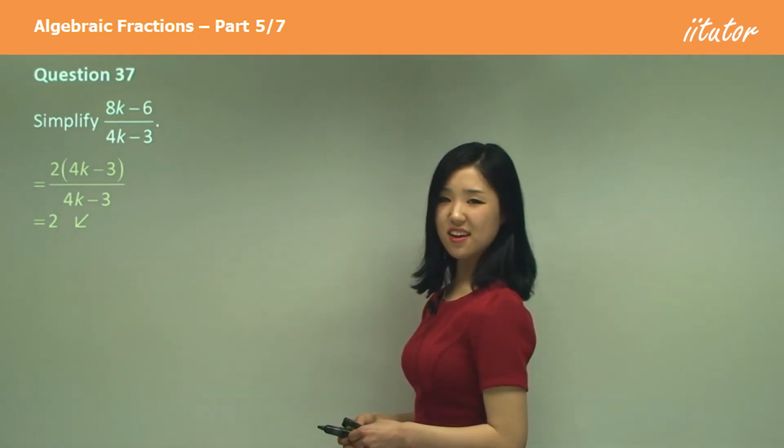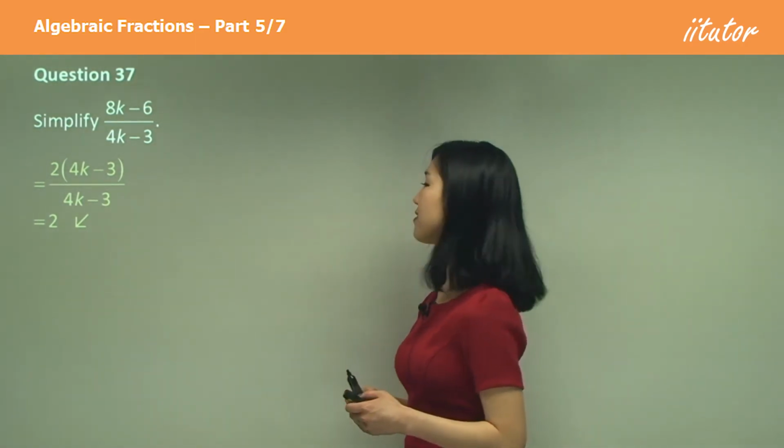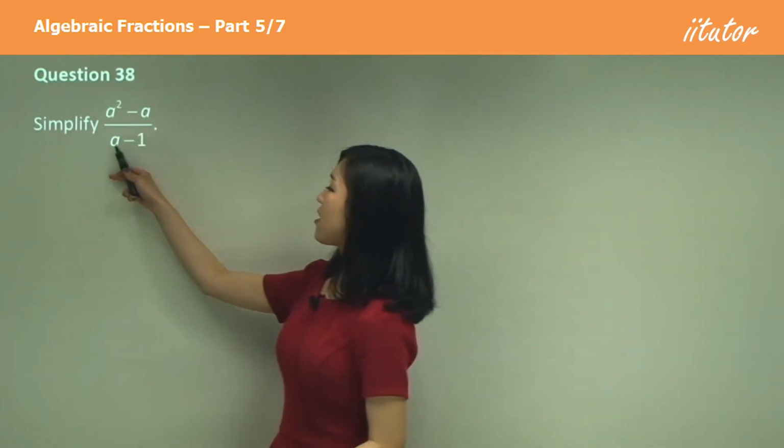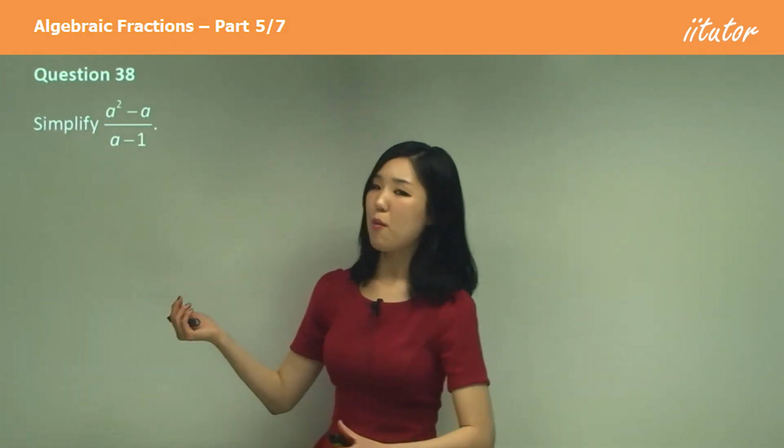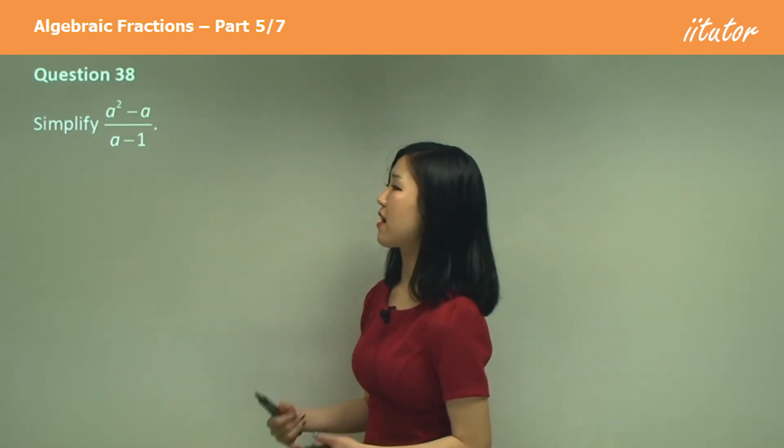Okay, getting the idea, guys? So see how we utilize the factorization that we've done in the previous part? But see how the numerator, there's a and 1, there's nothing common, so we just leave it as a minus 1. We can't simplify any further, we can't factorize.